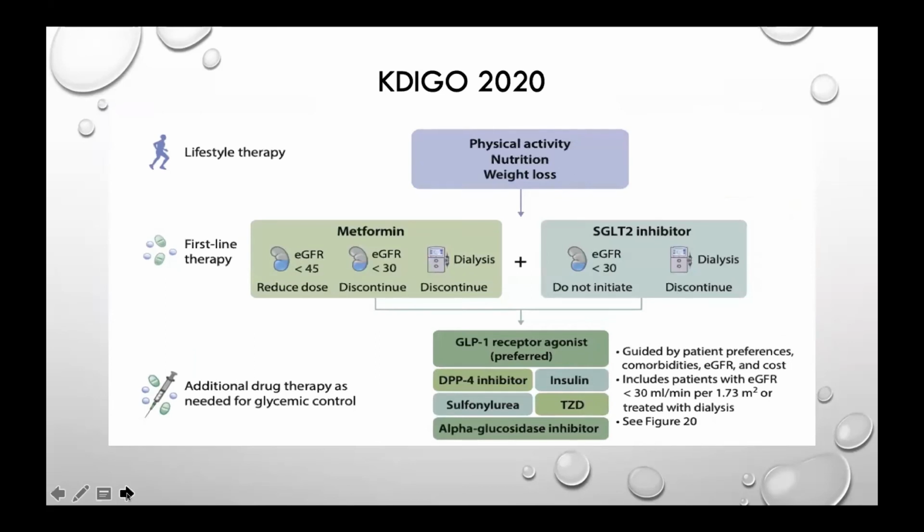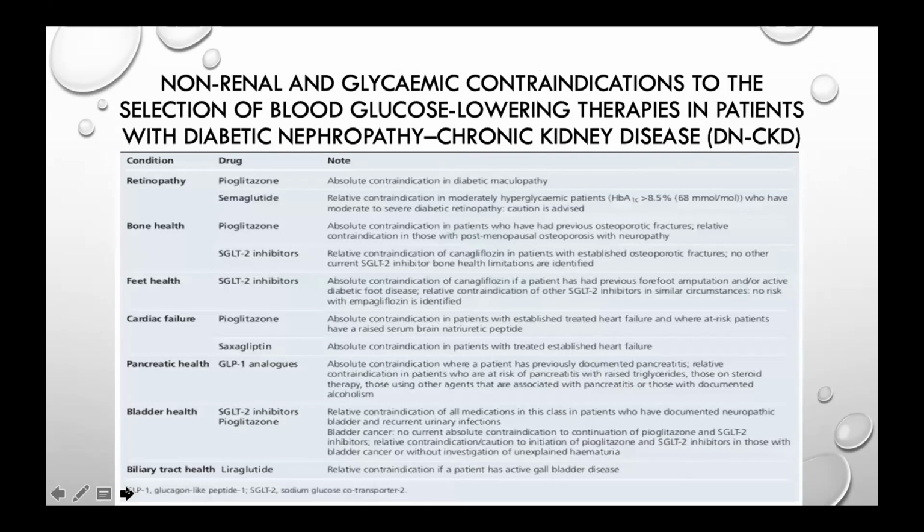If you look at these guidelines, after physical activity, nutrition, weight loss, and metformin according to eGFR, you just go in for an SGLT2 inhibitor if the patient is eligible and does not have contraindications. You can always add a GLP-1 receptor agonist to add to the benefit of an SGLT2 inhibitor, and then you can go on to the therapies that are less established for renal outcomes, like DPP-4 inhibitors, thiazolidinediones, alpha-glucosidase inhibitors, sulfonylureas, and insulin for glycemic control.